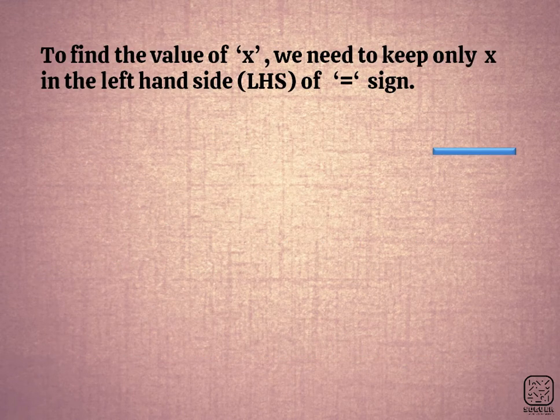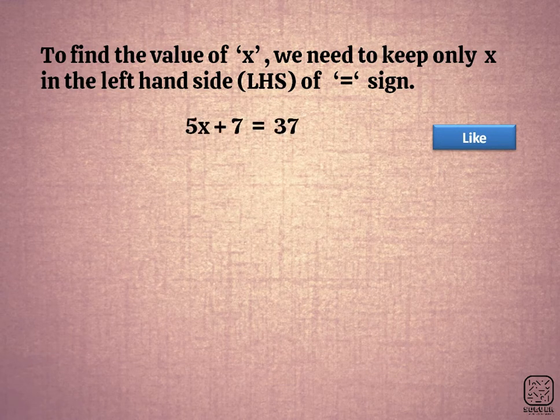To find the value of x, we need to keep only x on the left hand side of the equal sign. Our equation is 5x plus 7 equal to 37. There are 2 methods to solve this. Either we neutralize everything except x from the left side of the equal sign using the opposite operation, or everything else except x we bring from the left side to the right side of the equal sign. Here we are doing the first method.